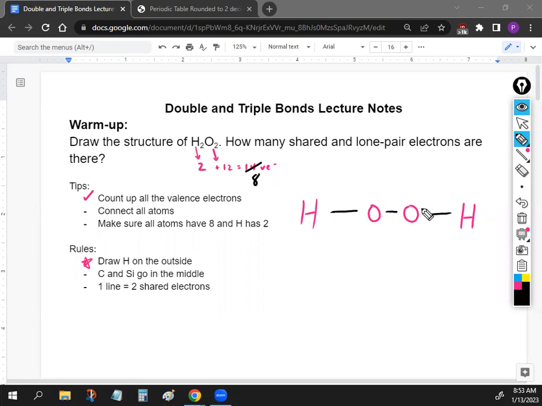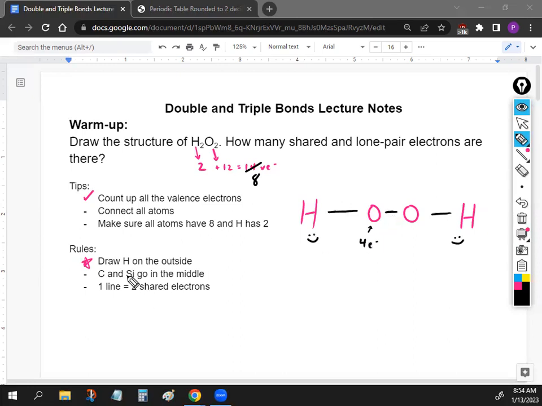Okay, so we've got 8 electrons that we still need to use, so we have to put dots on these atoms. Look at hydrogen. Hydrogen has 1 line next to it, so this hydrogen has 2 valence electrons, so this one is happy. This hydrogen right here also has 2 electrons, so it's happy. But if we look at this oxygen, how many electrons does it have? Not 2. How many lines are next to this oxygen? Yeah, there are 2 lines, so it has 4 electrons.